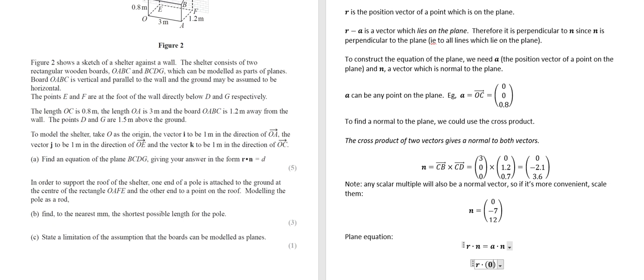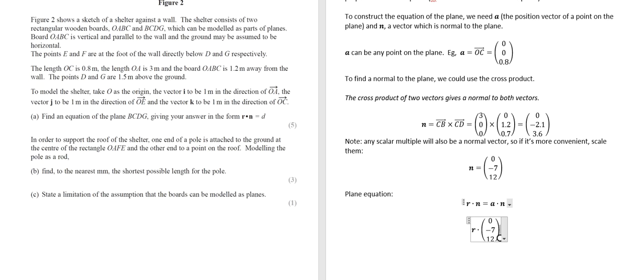We're going to enter in our normal vector here, and for this part we're going to use 0, 0, 0.8 because that's the point on the plane. We're going to use 0, -7, 12. I said that it doesn't matter what normal vector you use. This is a valid normal vector.